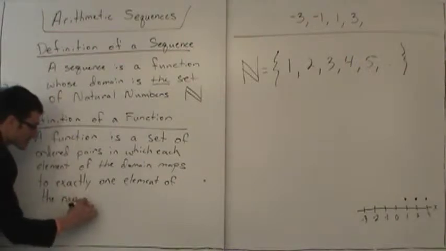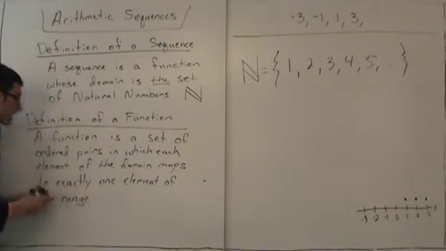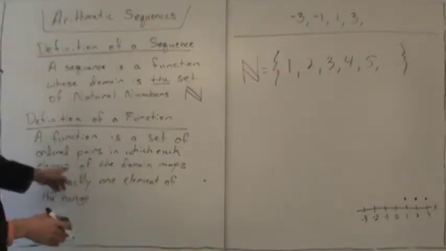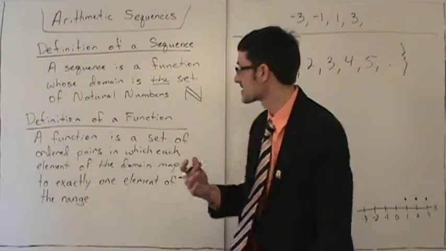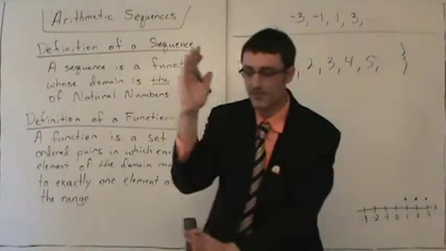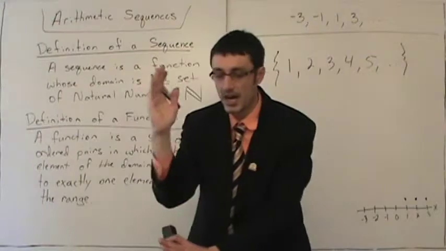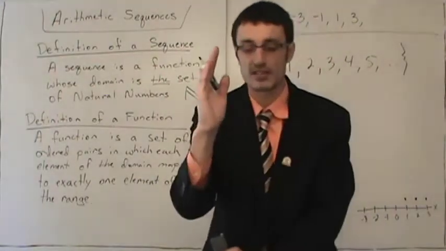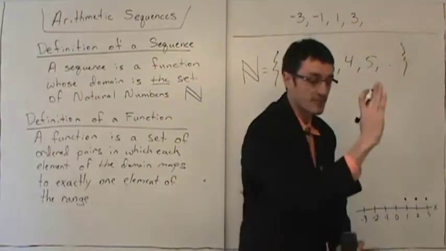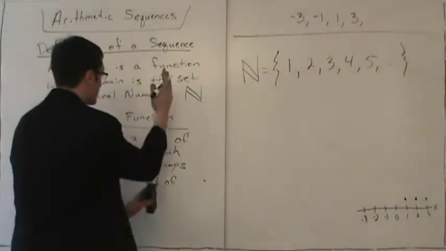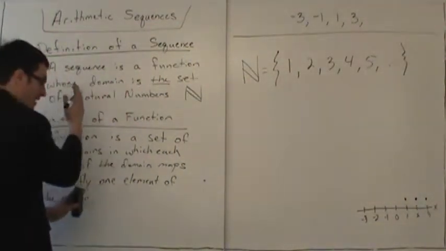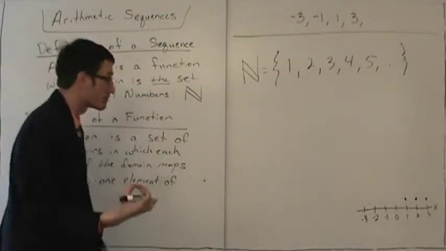Basically, what this definition is saying: a function is a set of ordered pairs in which each element of the domain maps to exactly one element of the range. I don't know if you've ever heard of the vertical line test, but it is a visual, geometrical way of understanding what a function is, and actually testing whether a set of ordered pairs is a function. If a vertical line crosses more than one point in a set of points, then the set of points would not be a function.